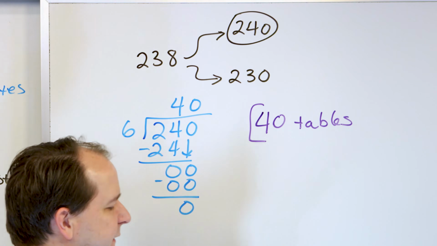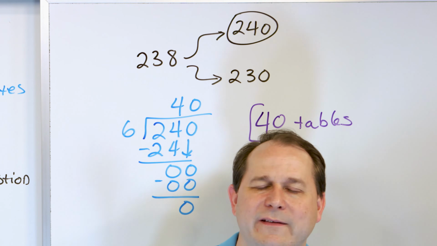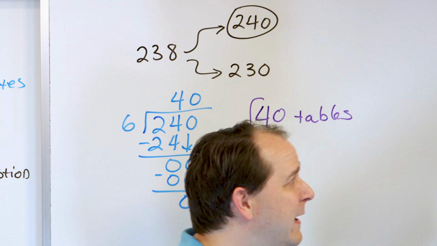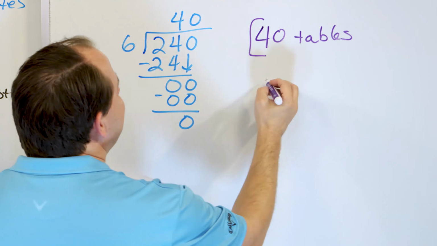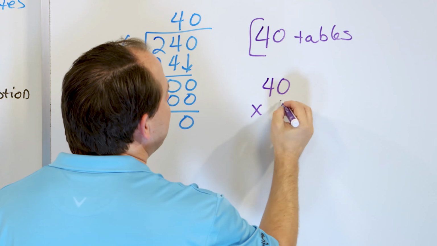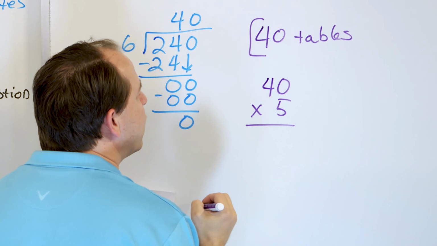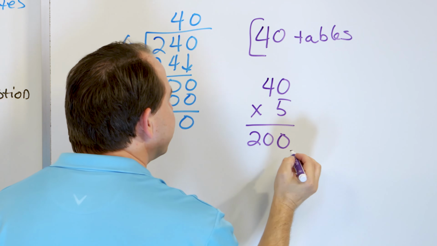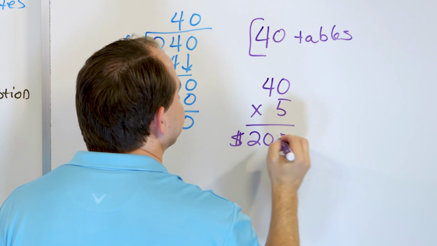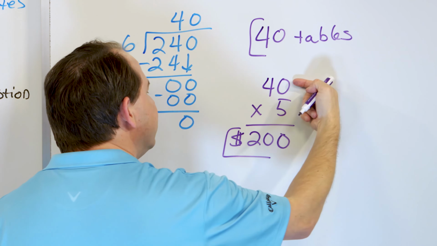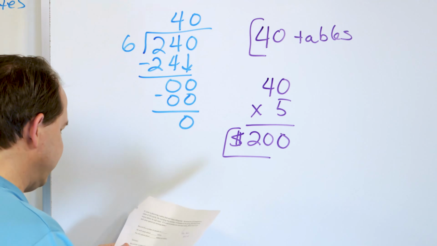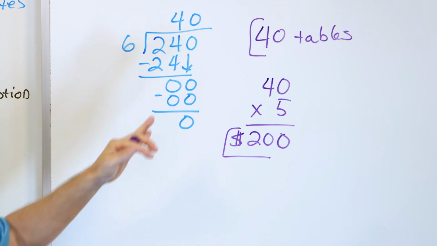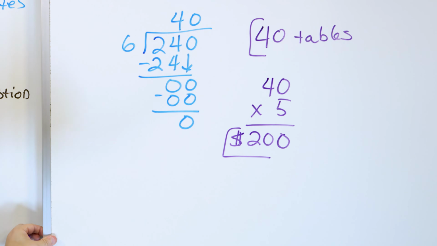Now the next question says, if it costs $5 to rent every one of these tables, how much money am I going to spend? Well, I'm going to have to take the 40 tables that I know I'm going to need to rent and multiply by 5, because it's $5 for every one. 5 times 0 is 0, 5 times 4 is 20, so it's $200 total, because it's 40 tables times $5. 40 tables, $200 is what I'm going to spend to rent them.